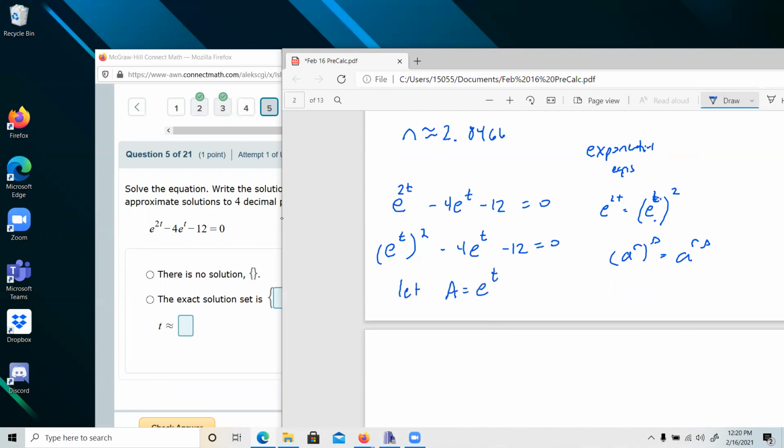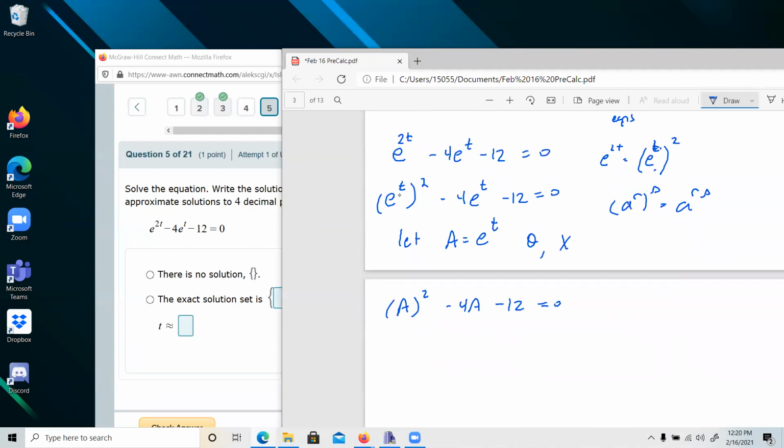Now you can use whatever letter you want. You want a theta, you want an x, use whatever letter you like. We're going to have a squared minus 4a, because that's e to the t, minus 12 equals 0. Now, I know you can solve this problem. This is an intermediate algebra problem. We got to factor, but we can do that.